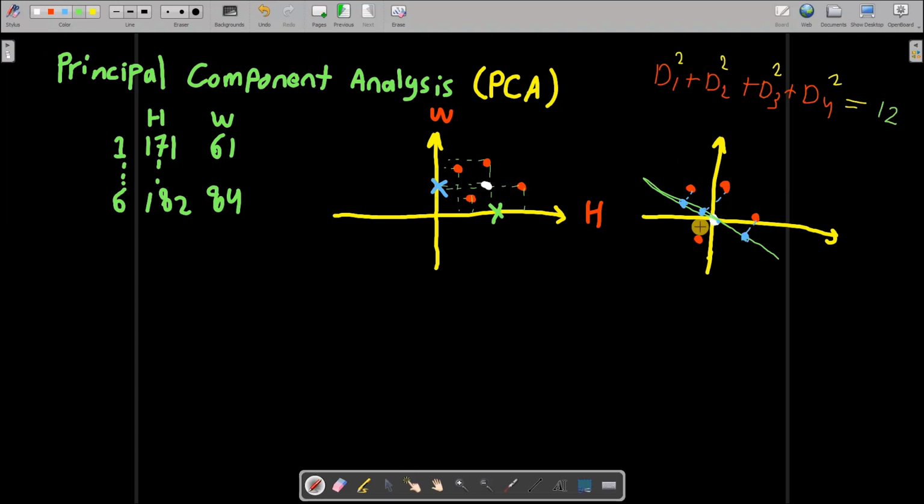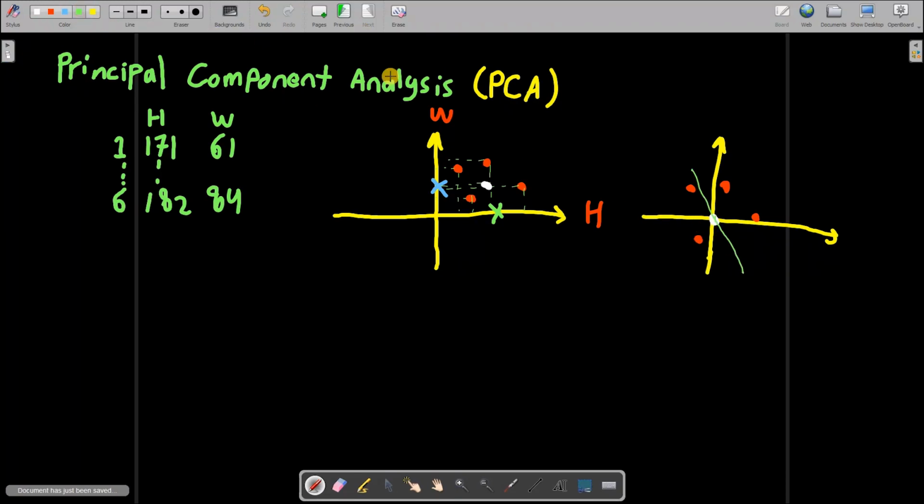Now we are going to repeat this multiple times. So let's memorize that the first distance is 12. I'm gonna just erase that. Now we are going to try a different line. Let's say that the line now looks like this. We need to project all of these data points. So this is data point 1.